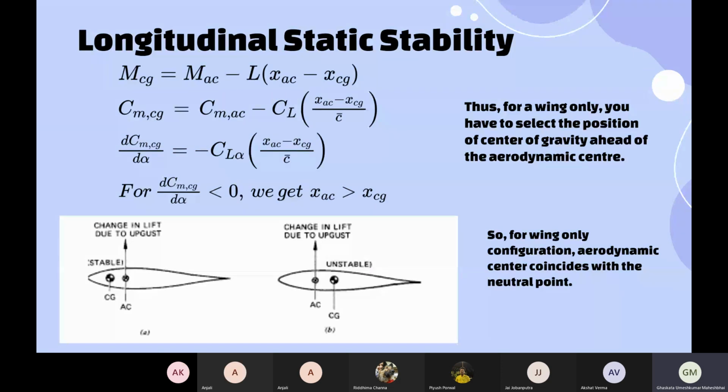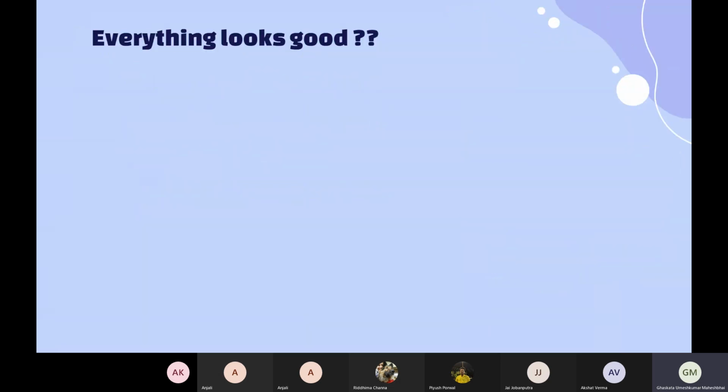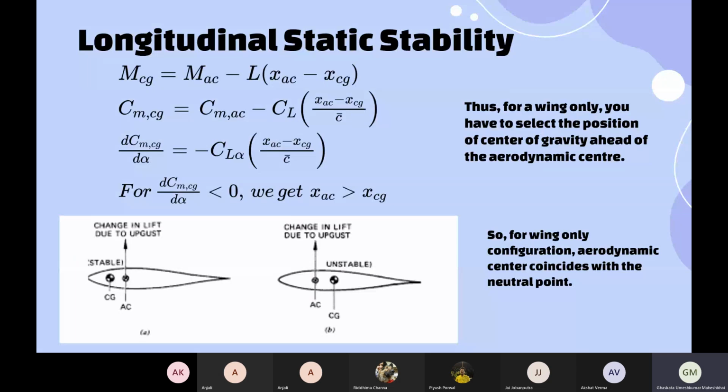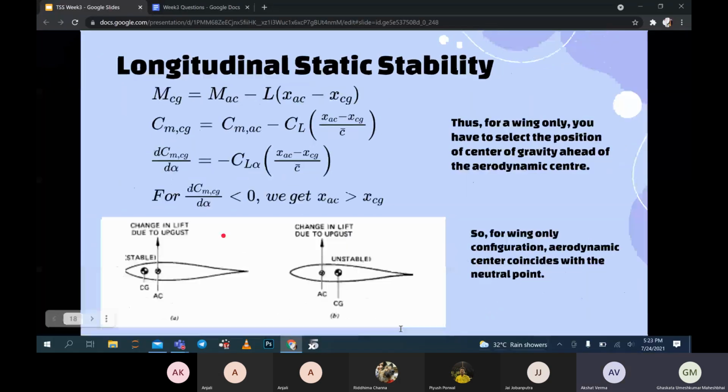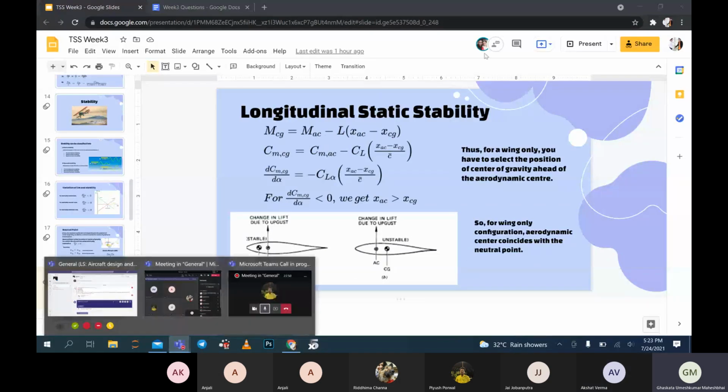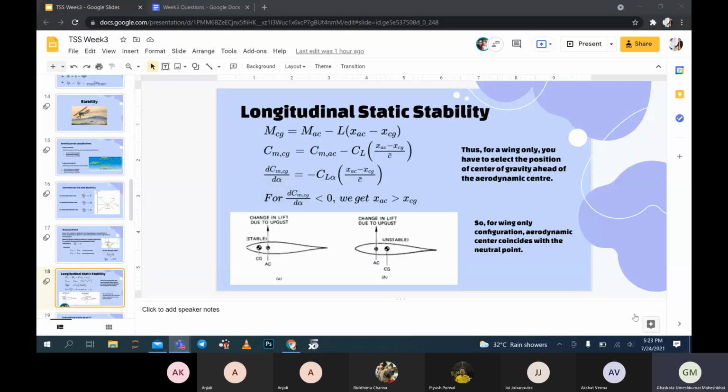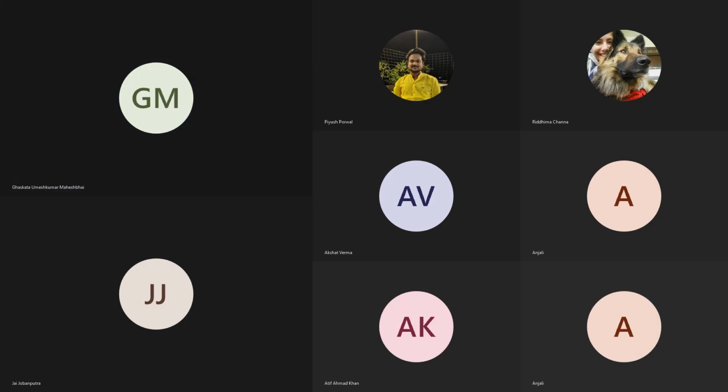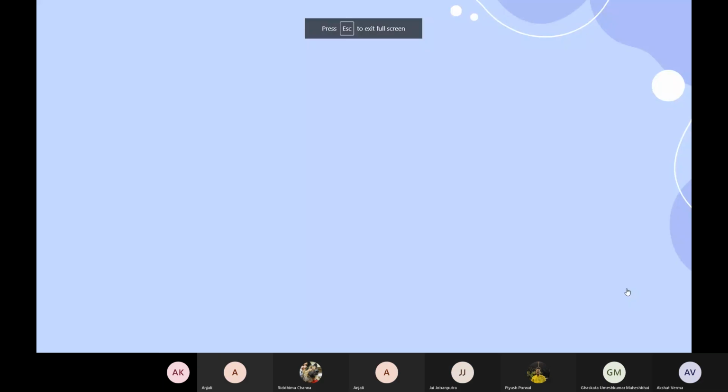So now we will learn about the importance of the tail and how to manufacture aircraft. So Akshat will take over that part. Please, Akshat. Yeah, I'll just share my screen. One second, I will unshare my screen. Okay, you can share. Is it visible? Yes, it's visible, Akshat.